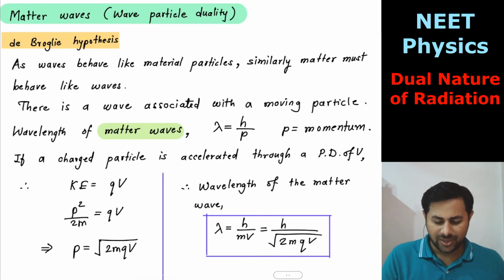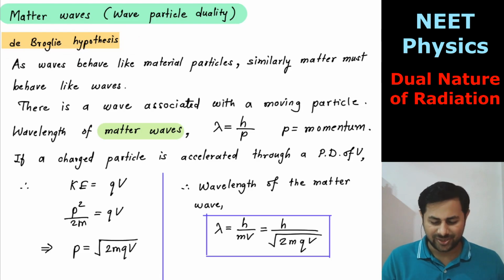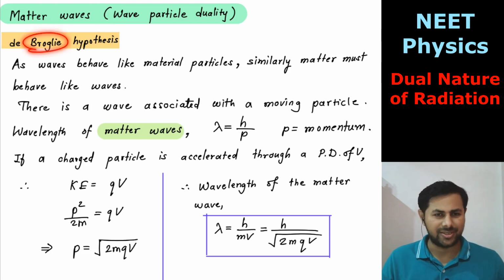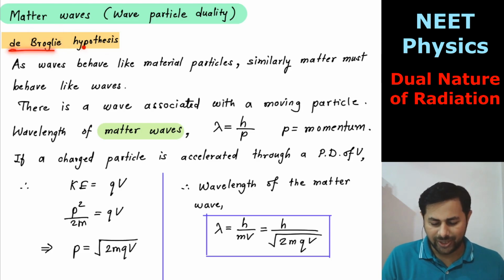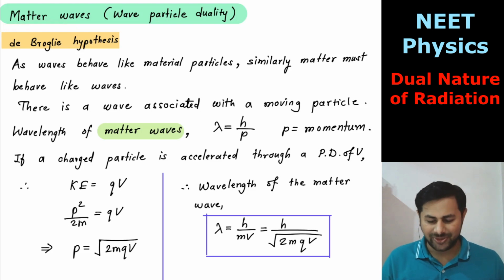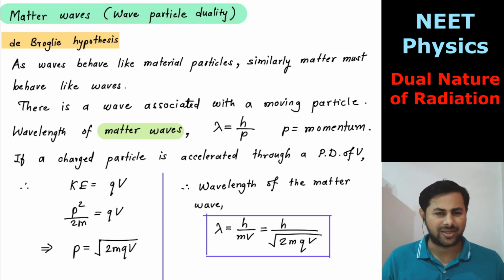Next, let's understand the de Broglie hypothesis. Some people pronounce it differently, but it is de Broglie. So what is the de Broglie hypothesis? Next, let's talk about matter waves, that is, wave-particle duality. So what's this?